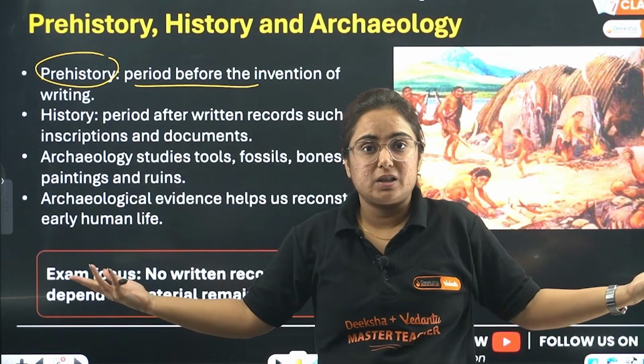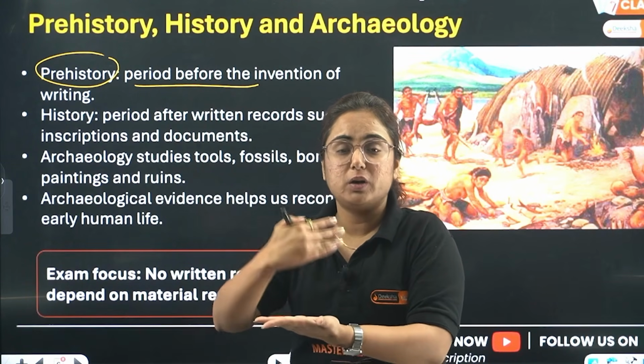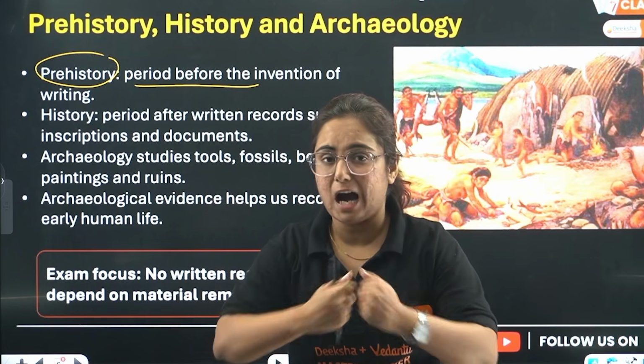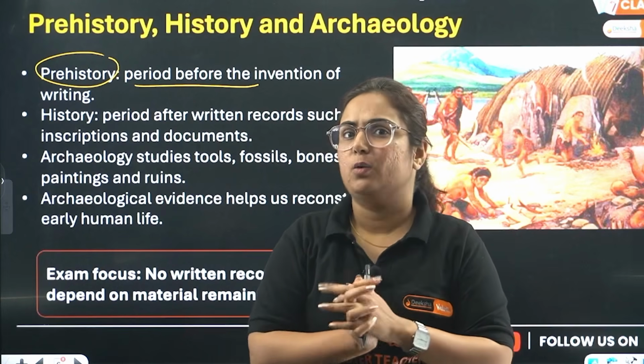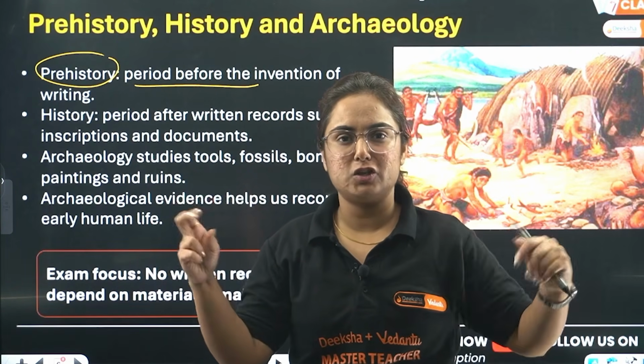What is the Stone Age? Right? You studied in class 6. The Stone Age was the time when humans were using tools. At that time, humans didn't know how to write. That time is known as, bacha, prehistory. What is it known as? Prehistory. Got it? So what is prehistory? The time before the invention of writing.